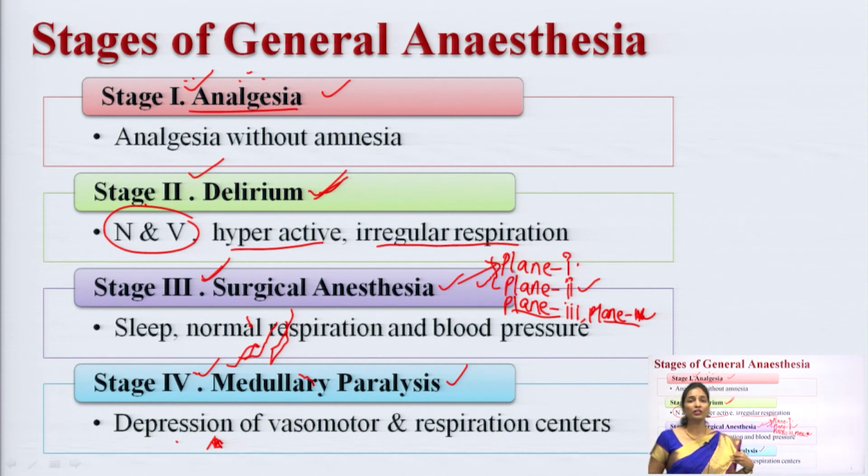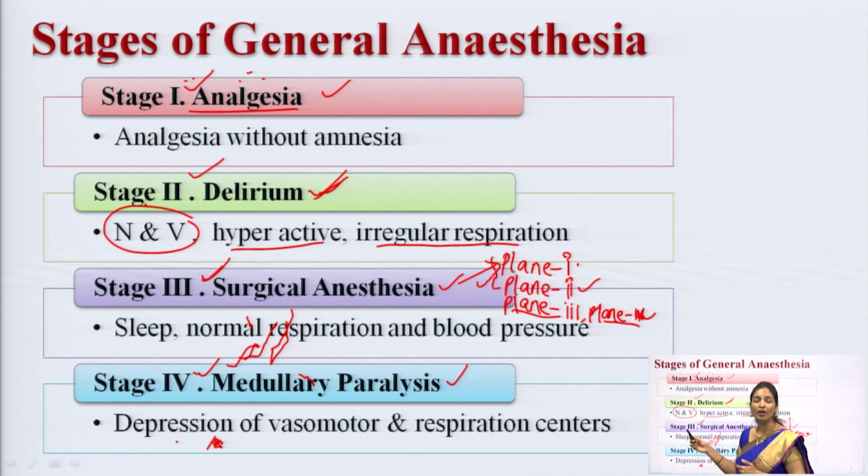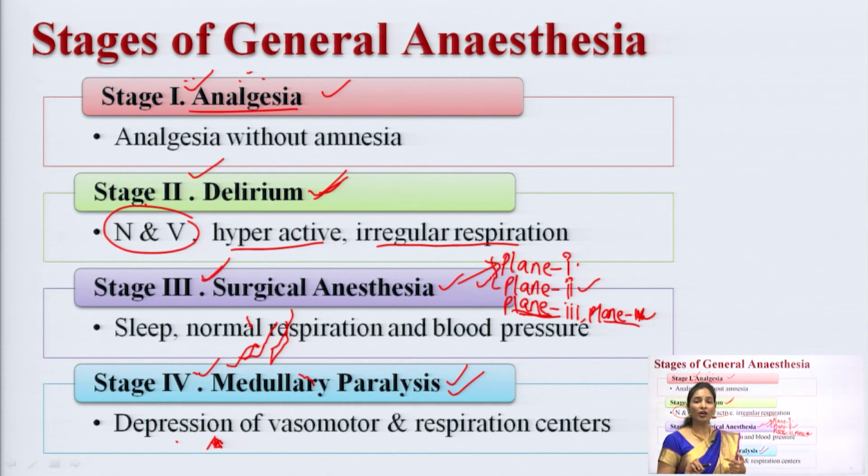So what are the 4 planes of the surgical anesthesia? Plane 1, plane 2, plane 3, plane 4. In the first 2 planes, you can see the normal blood pressure and normal respiration rate, and when the person enters into plane 3, you can see the decrease in blood pressure or decrease in the heart rate, right. And in plane 3, you can see the corneal reflex also has been lost. Up to plane 2, the corneal reflex will be present, right. And what about stage 4?